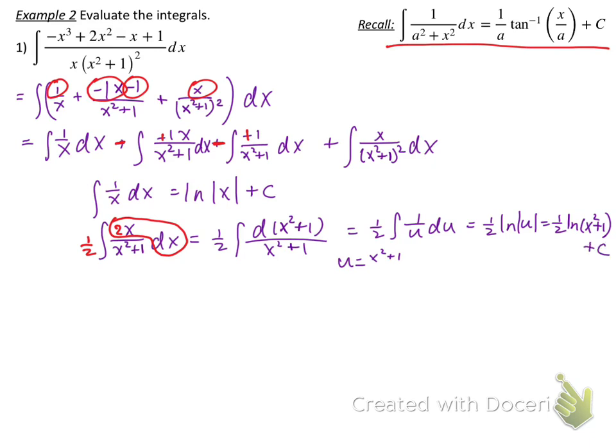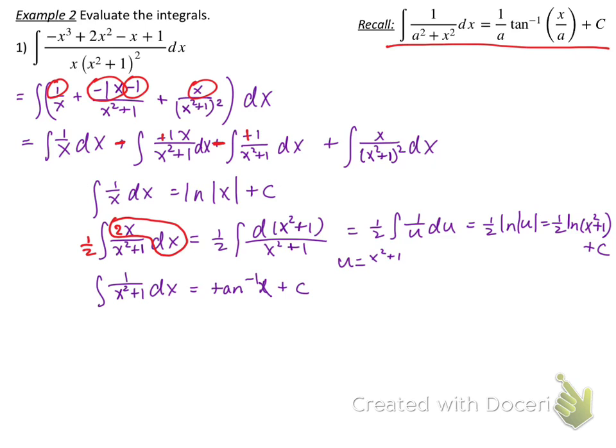The third term, I'm having the integral of 1 over x squared plus 1 dx. That's the formula. This equals tan inverse x. I don't even need the parentheses because I don't have a denominator, x over 1, right? Plus c.